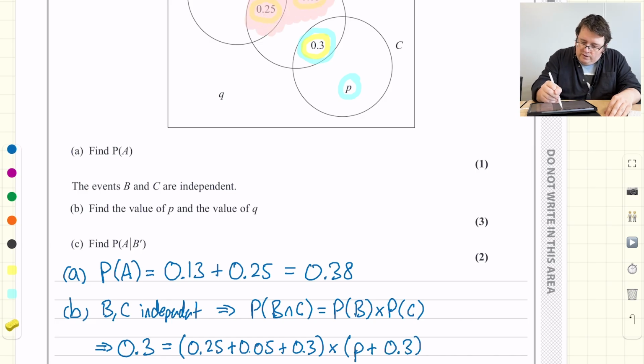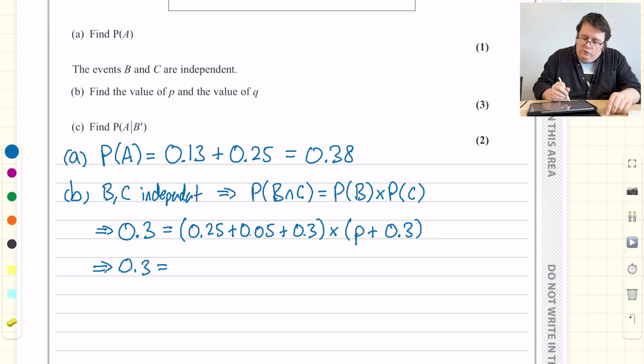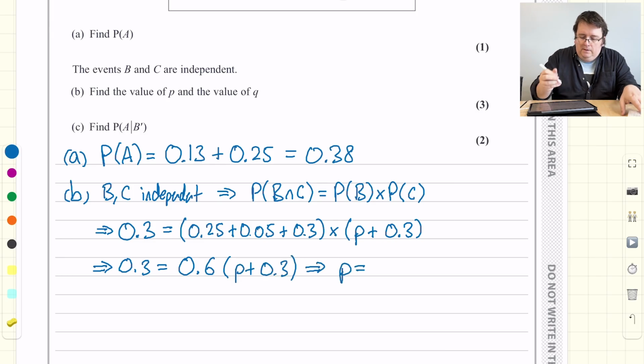Right, let's just erase those bits. Right, so we have 0.3 is equal to 0.25 plus 0.05 is 0.3 plus 0.3 is 0.6. So we have 0.3 divided by 0.6, and then take away 0.3 is 0.2. So that's P.